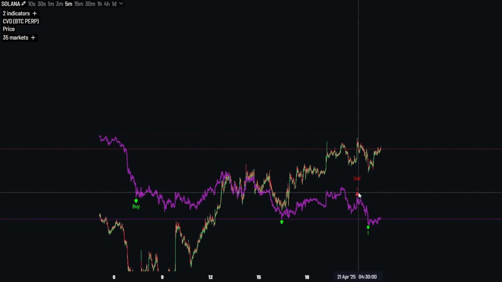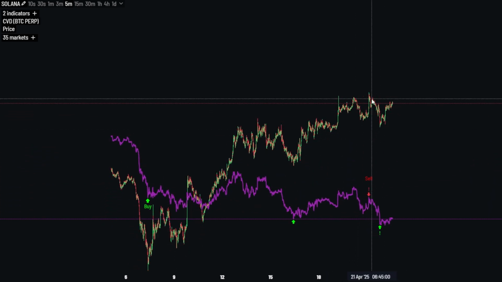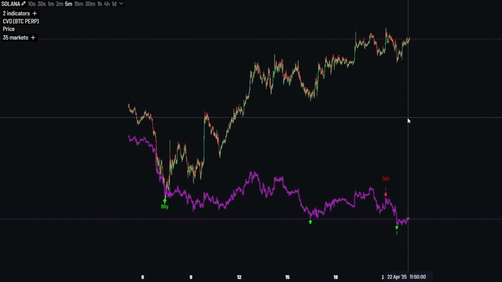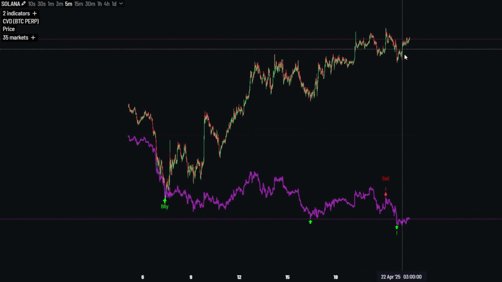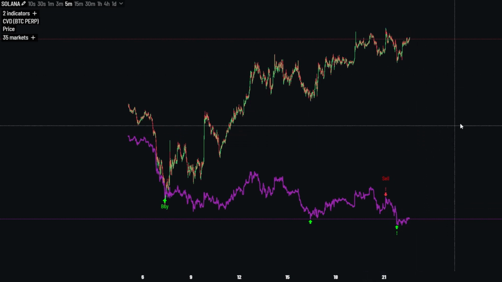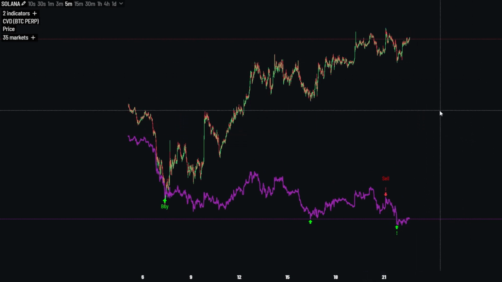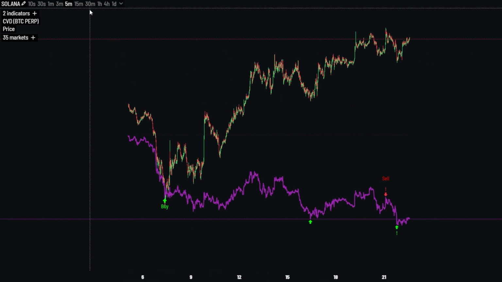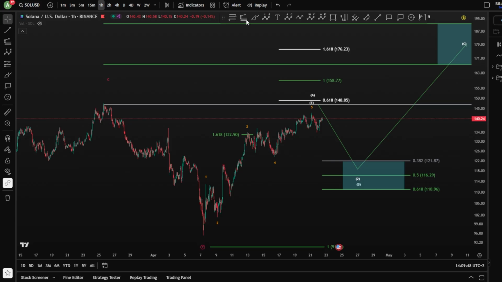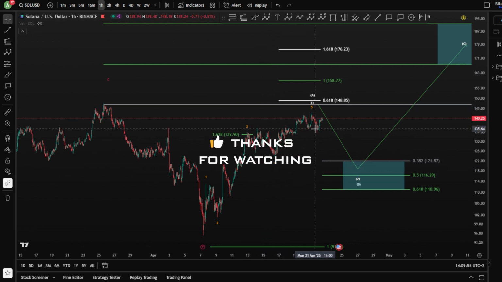Currently, we got the sell signal on the 5-minute chart, and this is very normal since we are in the top here and we're looking for wave 2 and therefore continuation toward the upside after finishing this wave 2. Yep, so that was it for Solana. Let's see how the price action is going to deal with the next scenario.